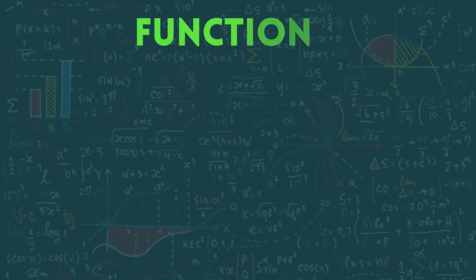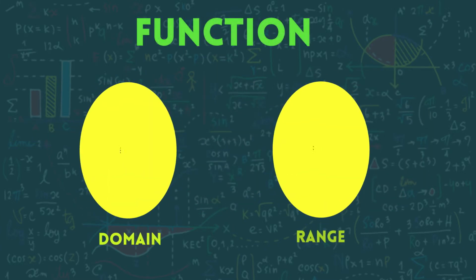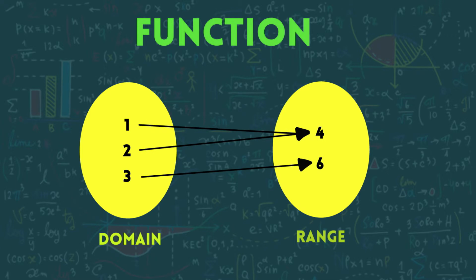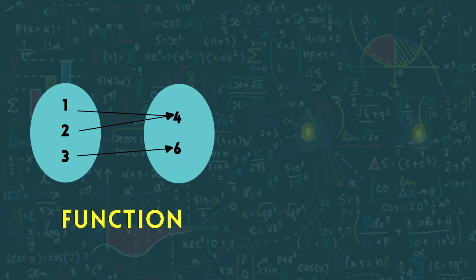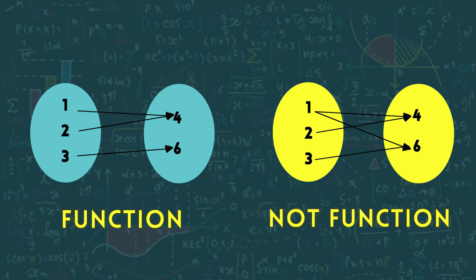A function is a correspondence from a first set, called the domain, to a second set, called the range, such that each element in the domain corresponds to exactly one element in the range. This is an arrow diagram of a relation that is a function and a relation that is not a function.